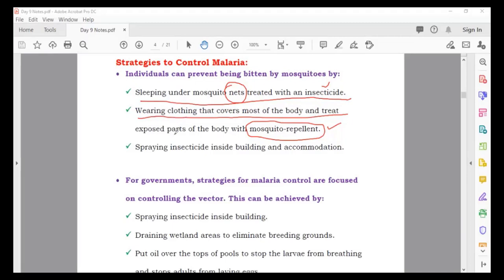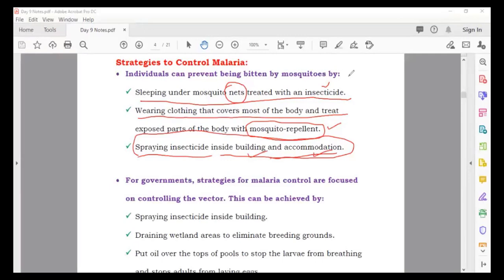After that, spraying insecticide inside buildings and accommodation. This thing they should do on a regular basis if they have the threat of malaria spreading. So the continuous spray in the building and your accommodation should be done, so it will reduce the chances of infection.